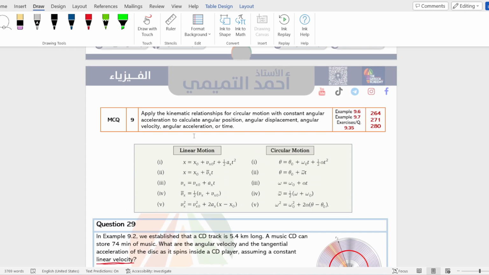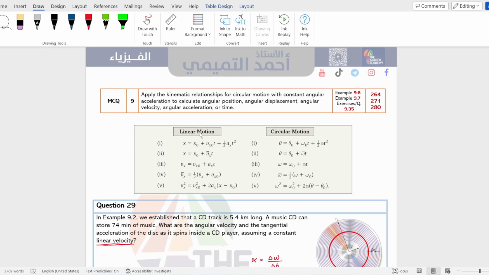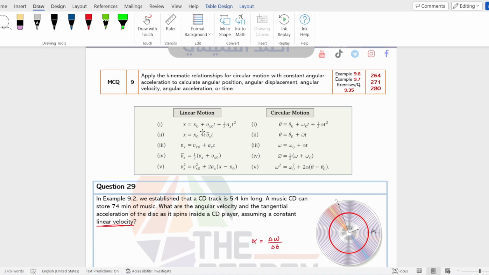ننتقل الآن إلى part 9. In this part we will apply the kinematic relationships of circular motion with constant angular acceleration to calculate angular position, angular displacement, angular velocity, angular acceleration or time. طبعا always remember that these are the kinematics equations and they can only be used if alpha is constant, and it is the case for all of the questions that we have in the book.